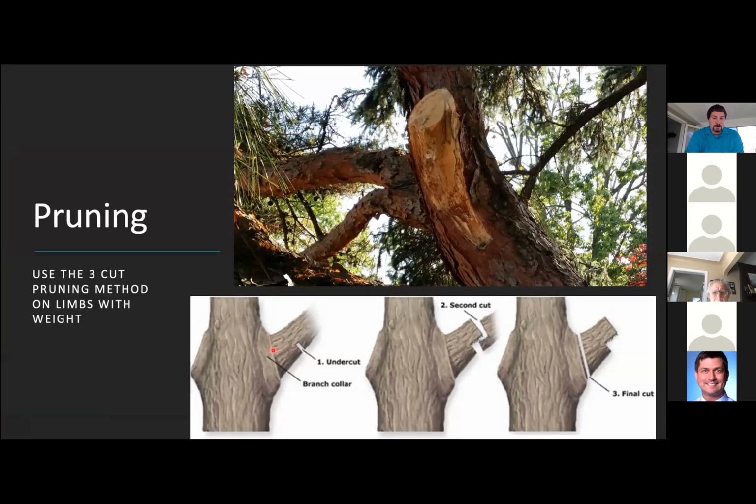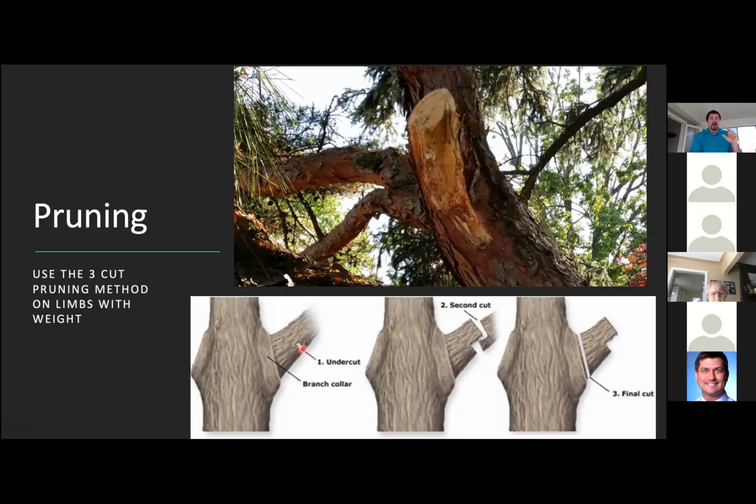So the best way to do it is to identify the branch collar where you want to cut, and then go outside of that a ways. It can be anywhere from a couple of inches to 1.5 feet. And you want to make your undercut. And what that's doing is you want to cut through the bark about 1/3 of the diameter of the tree.